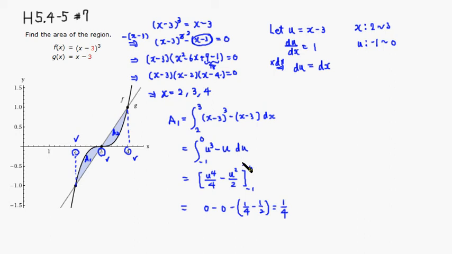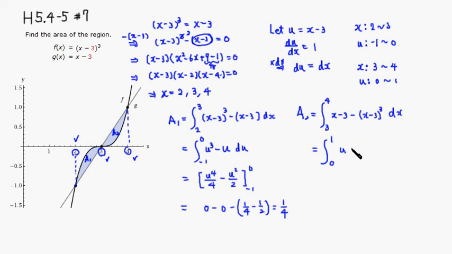Similarly we can do A2. This is an integral from 3 to 4. The difference is the top curve is actually the straight line, so we have x minus 3 minus quantity x minus 3 cubed dx. The same substitution works. For the bounds, x goes from 3 to 4, so u goes from 0 to 1. x minus 3 is u, then u cubed, and dx is the same as du.